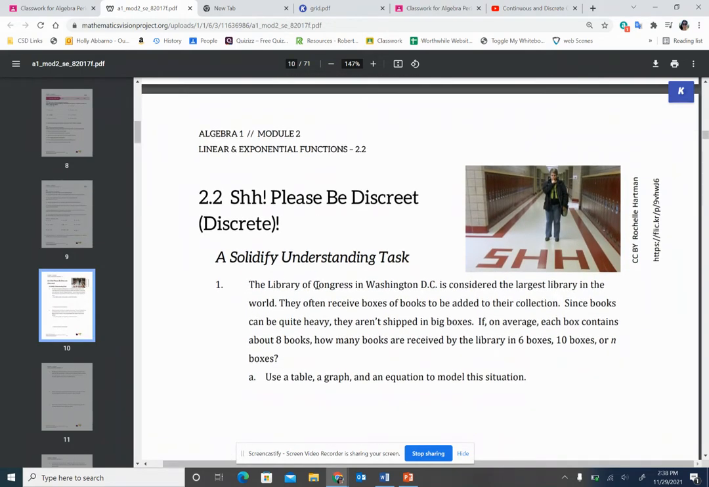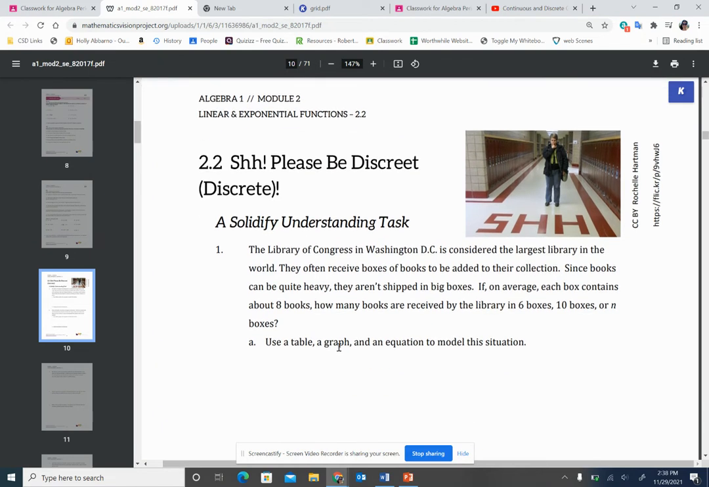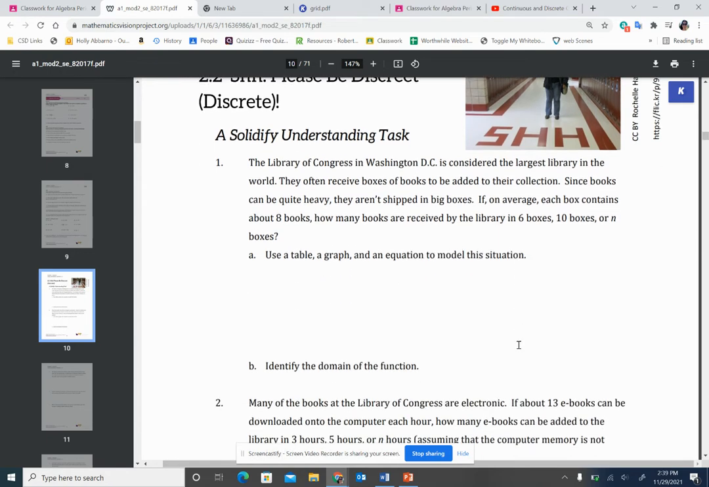All right, so we're going to start with this first story problem, and we're really going to be thinking about the discrete versus continuous aspect while we make tables, graphs, and equations. It says the Library of Congress in Washington, D.C. is considered the largest library in the world. They often receive boxes of books to be added to their collection. Since books can be quite heavy, they aren't shipped in big boxes. On average, each box contains about 8 books. How many books are received by the library in 6 boxes, 10 boxes, or in n boxes? Use a table, a graph, and an equation to model this situation.